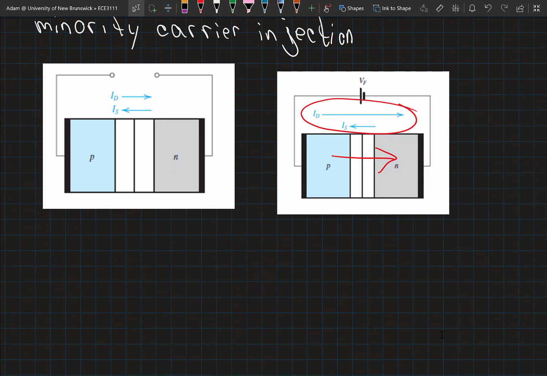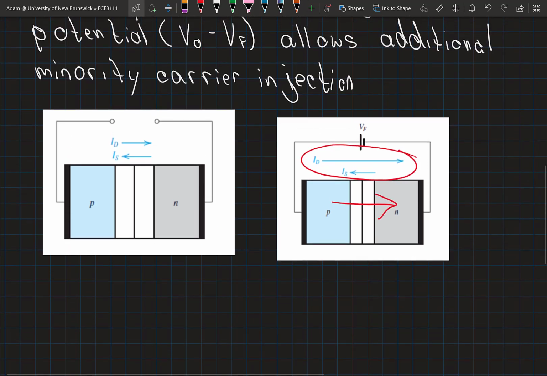Okay, and it can be shown here that this results in... so from the case of the zero bias, now we have a case where the minority carrier concentration in our P and N regions is disturbed.